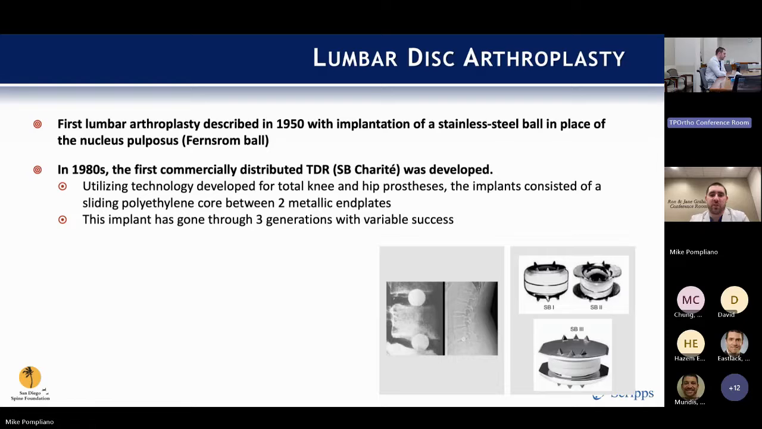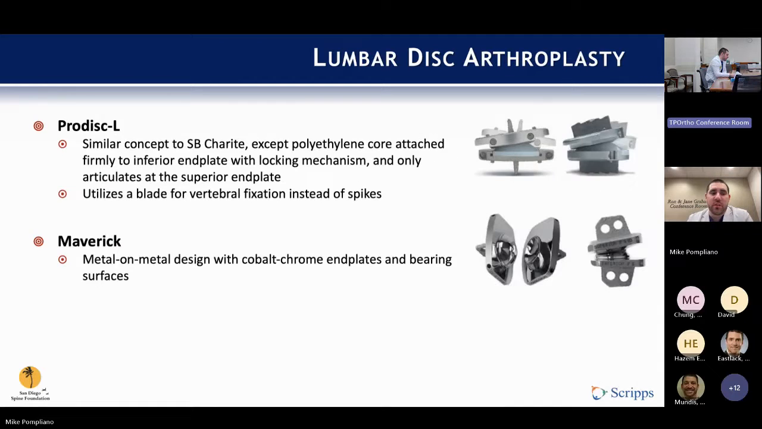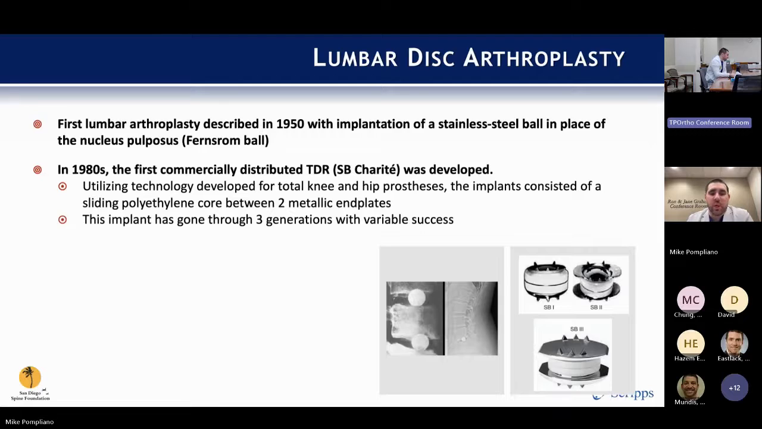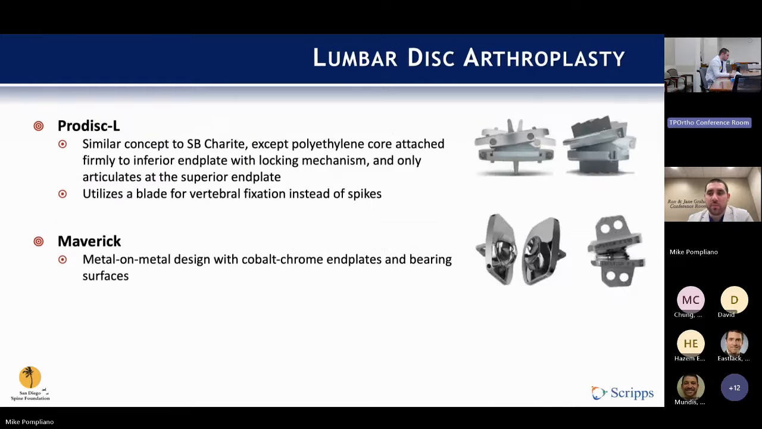Lumbar disc arthroplasty, originally described in 1950, very similar to cervical disc, a stainless steel ball in place of the nucleus pulposus. You can see a kind of original image there of what that would look like radiographically, but stainless steel being utilized historically in the past stays consistent from cervical to lumbar. And then in the 1980s, this was pushed to be a commercially developed product, utilizing very similar technology to hip and knees, consisting of a polyethylene core between 2 metallic end plates, as a lot of the other designs are as well.